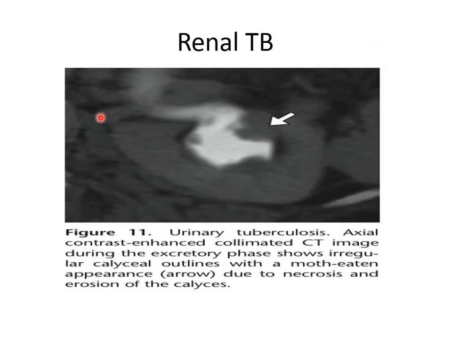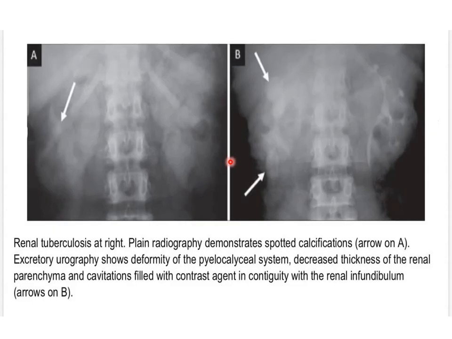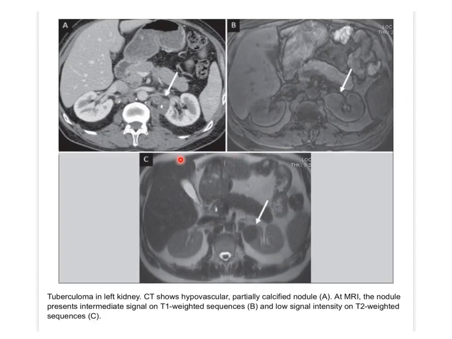These are the moth-eaten appearance on contrast CT. This is plain. This is a calcification, and in the IVU there is excretion on the left side, but on the right side there is cavity formation that has burst into the infundibulum. This also is a hypovascular mass. This is tuberculoma with spots of calcification, and it is isodense on CT and isointense in T1, and in T2 it is hypointense.